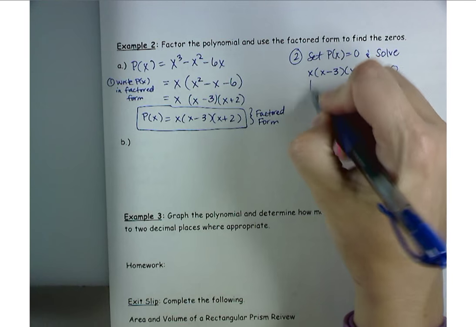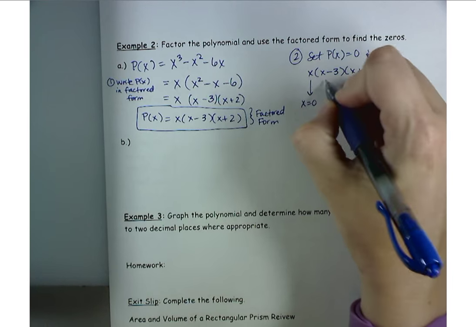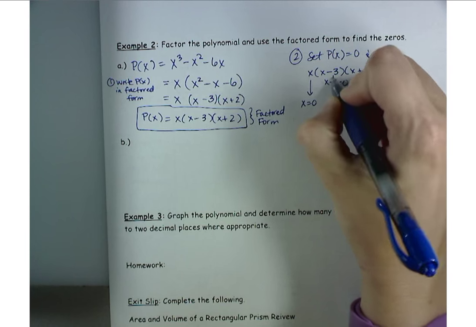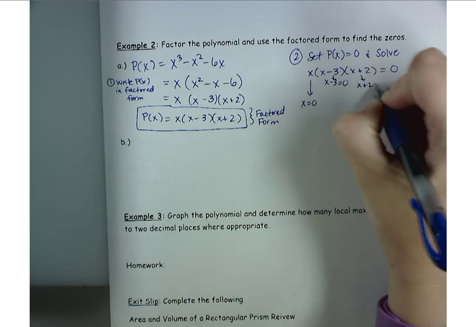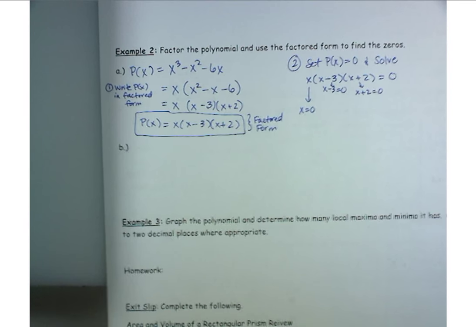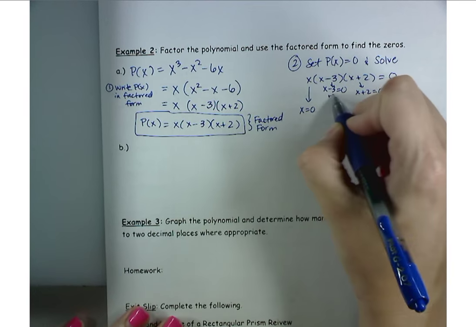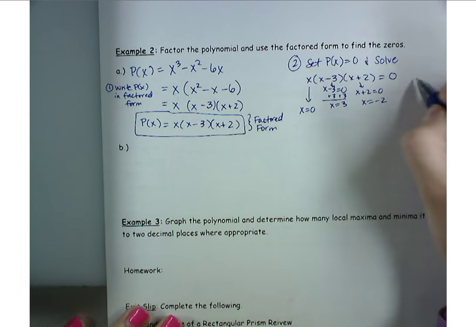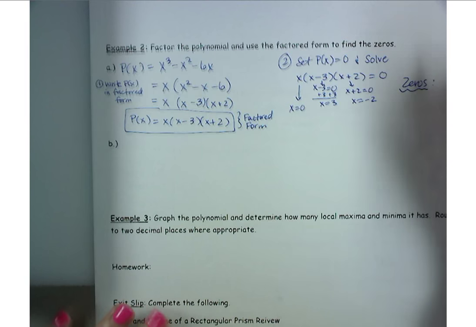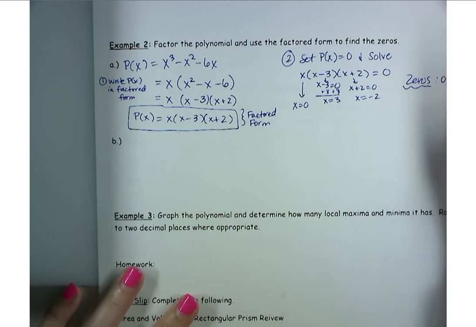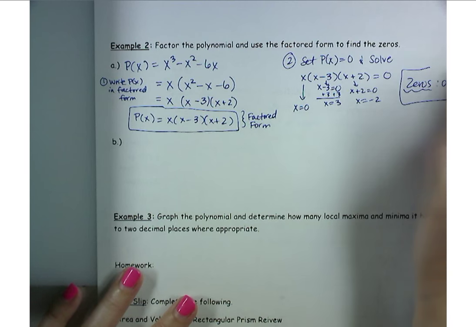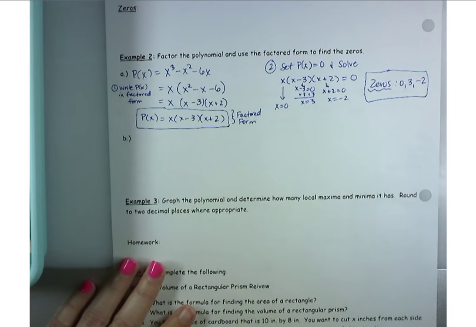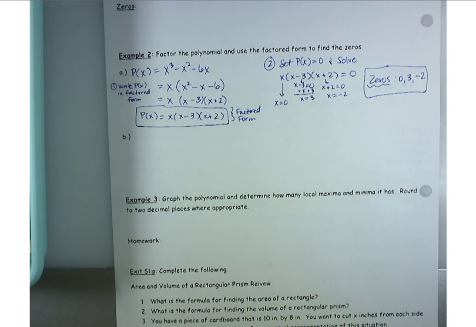So the first one would be x equals 0. From here, you'd have x minus 3 equals 0. And from this one, you'd have x plus 2 equals 0. And then, of course, you would solve them. So your zeros are going to be 0, 3, and negative 2. So if you were to graph that, where would you see 0, 3, and negative 2? The x-axis, right? That's where it would cross the x-axis.